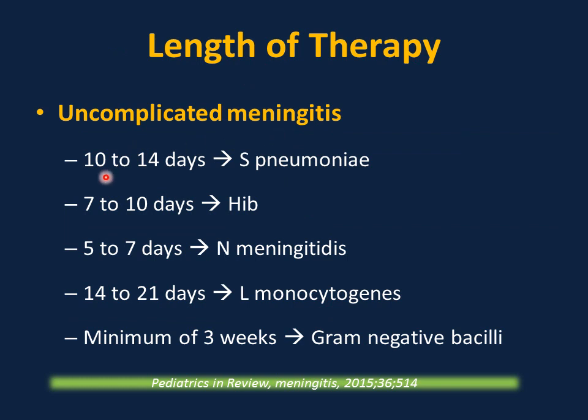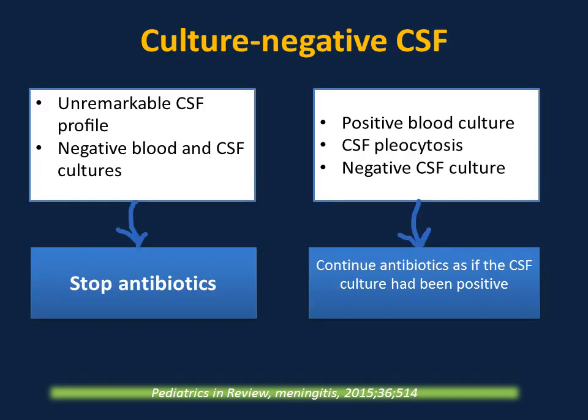Uncomplicated meningitis: 10 to 14 days if Streptococcus pneumoniae, 7 to 10 days if Haemophilus influenzae, 5 to 7 days if Neisseria meningitidis, 14 to 21 days or longer in cases of Listeria monocytogenes, and a minimum of 3 weeks if it's gram-negative bacilli. What to do if the CSF culture is negative?